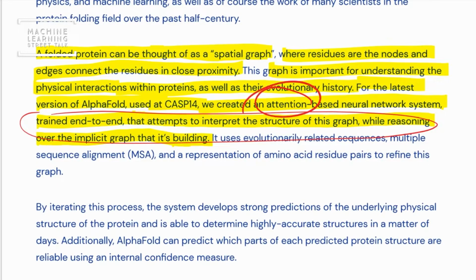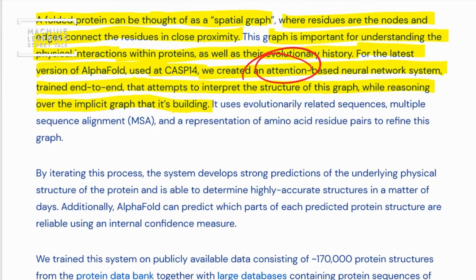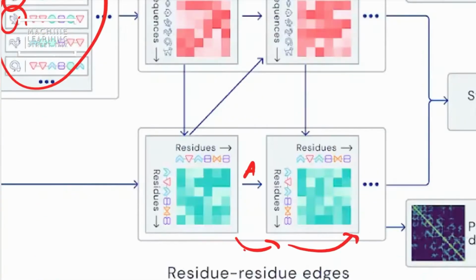This here, attention-based, okay? So I'm going to guess for sure that they've replaced this convnet with a transformer style, with an attention layer or multiple attention layers. I would guess this is a big transformer right here.